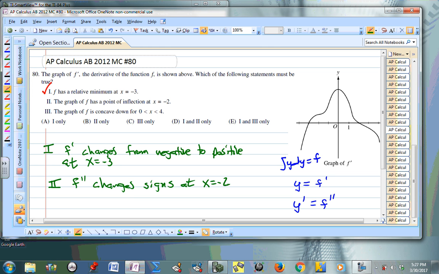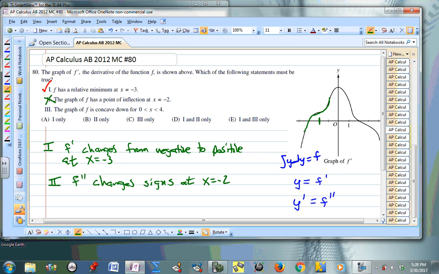All right, so now let's see how to interpret this graph. F prime prime on this graph is represented as y prime. So let's look at x equals -2 right here. Does this graph, does y prime change signs? Does this graph change slope from positive to negative or negative to positive? The answer is no. The slope goes from positive to positive, doesn't change. So 2 is false. 1 is true, 2 is false.